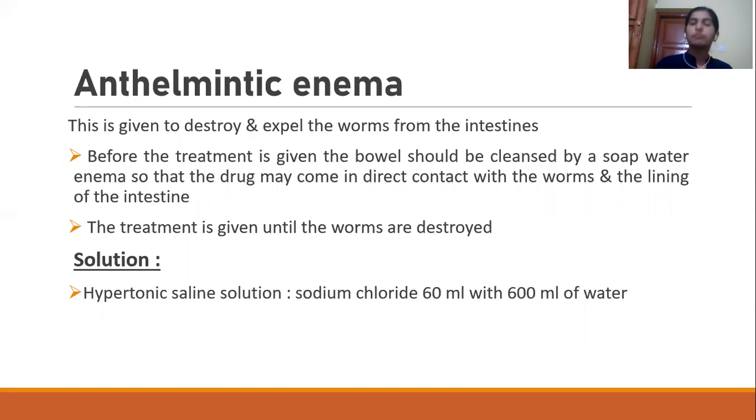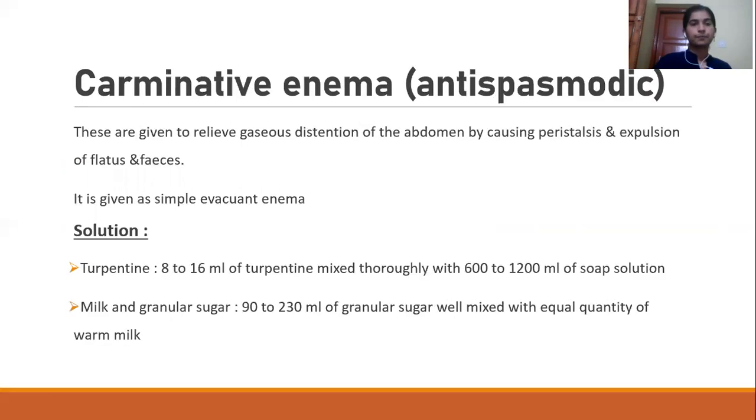That's why before starting the anthelmintic enema, we should apply the simple evacuant enema to clean the bowel, then start with the medication. Treatment continues until the worm is destroyed, and the solution is usually hypertonic saline: sodium chloride 60 ml with 600 ml of water. That is the proportion we can make as a hypertonic saline solution.